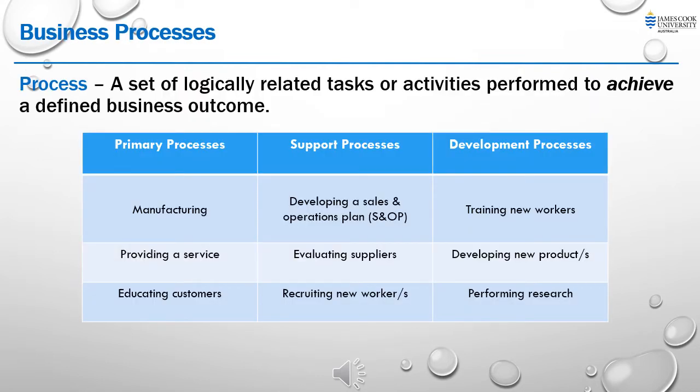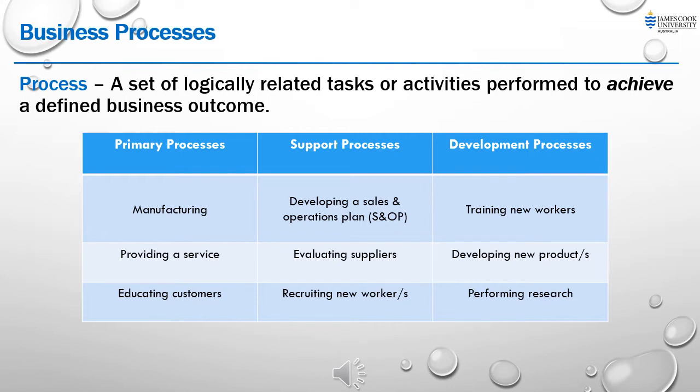The first thing we need to cover is the meaning of a process. It's basically a set of logically related tasks or activities performed to achieve a defined business outcome. We do have different processes, like primary processes, supporting processes, and development processes. A primary process addresses the main value added activities of an organization. A support process performs necessary activities, even if not value added, and a development process seeks to improve the performance of the primary and support processes.